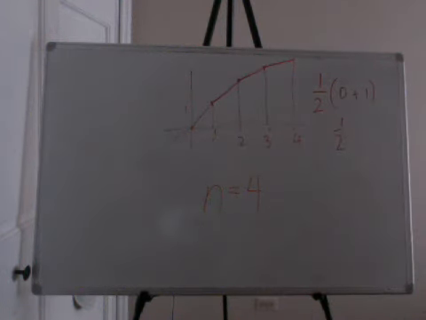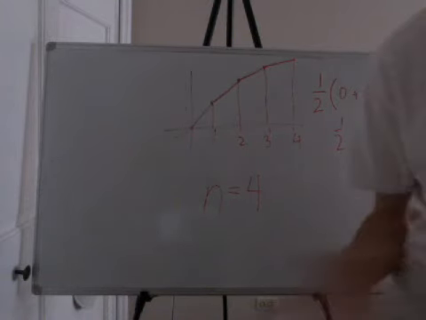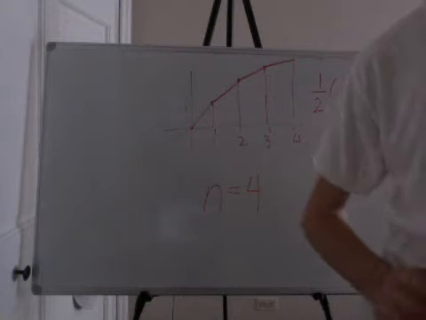So those are Riemann sums, and you use those to approximate what the area underneath a line will be using left sums, right sums, midpoint sums, or trapezoidal sums.